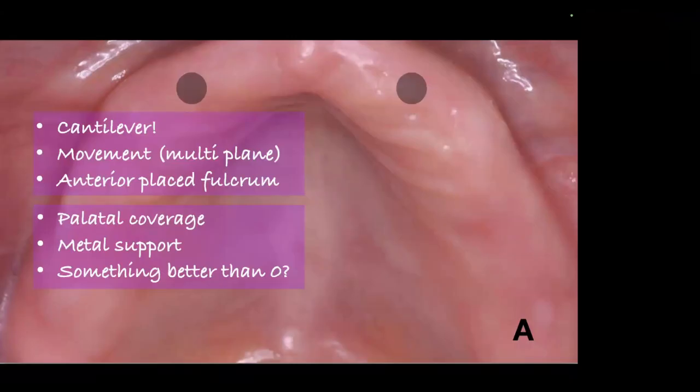So this patient, if this is someone you're going to restore in this situation, I think you need to have palatal coverage here, whether you have acrylic palatal coverage or maybe you even have a metal palate, which is probably even a better choice for this, just for additional strength. You're going to need that metal support to support the prosthesis.